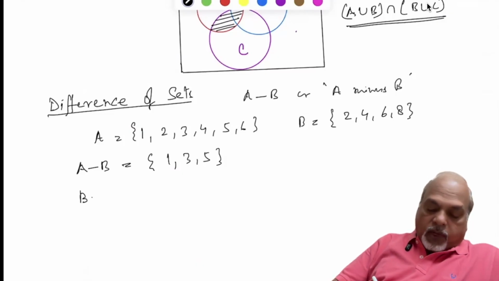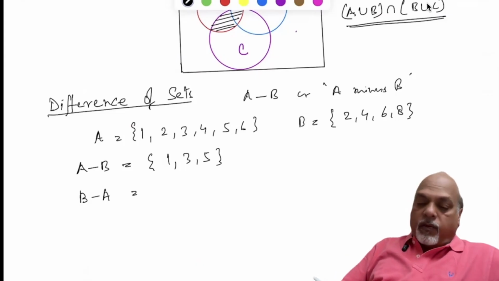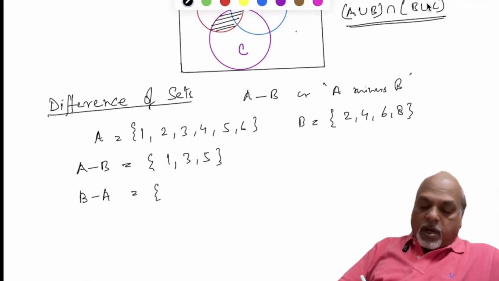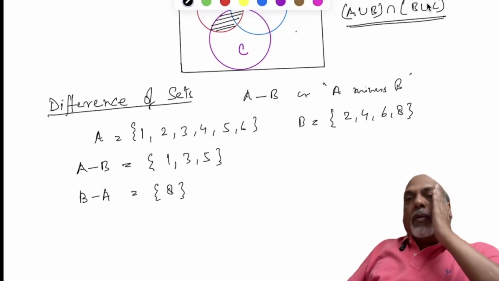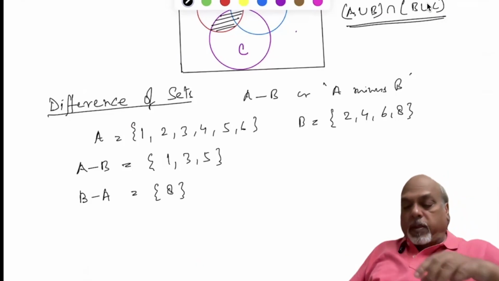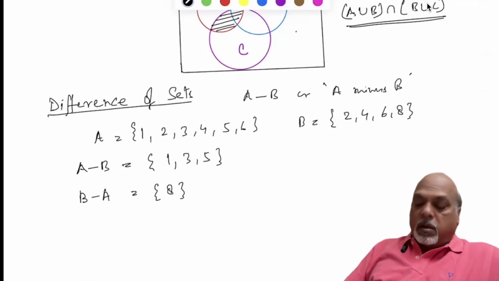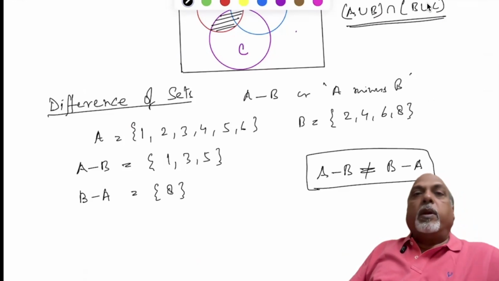Likewise, the element of B which does not belong to A, if we see, is only one element, that is 8. Correct? Here you can see A minus B is not equal to B minus A. Correct?